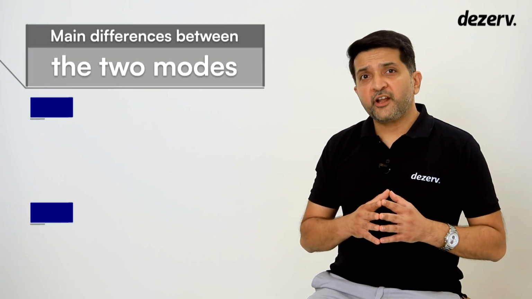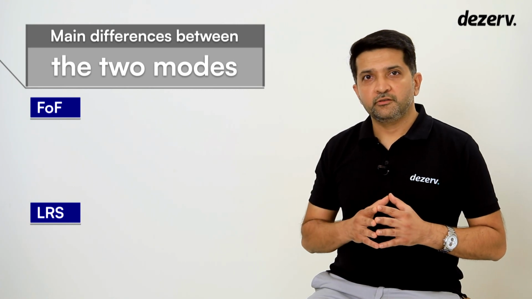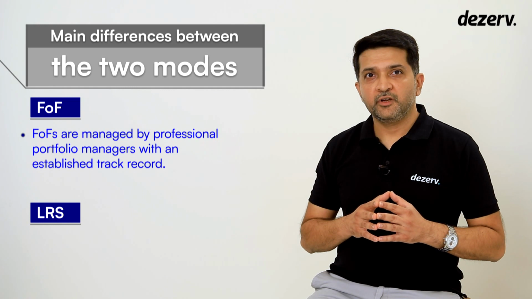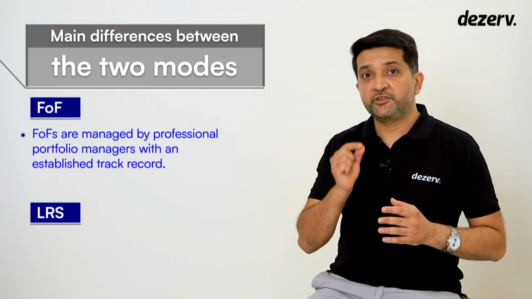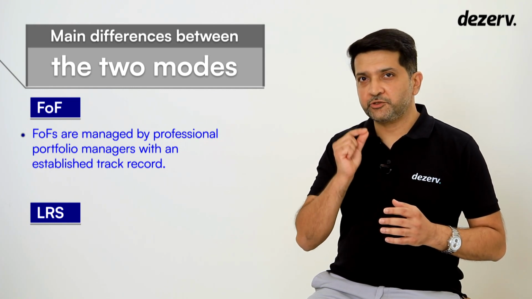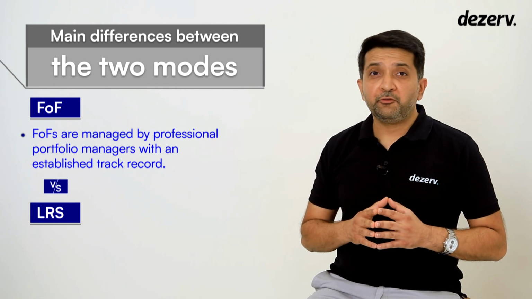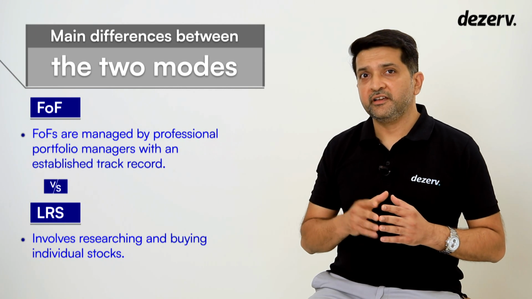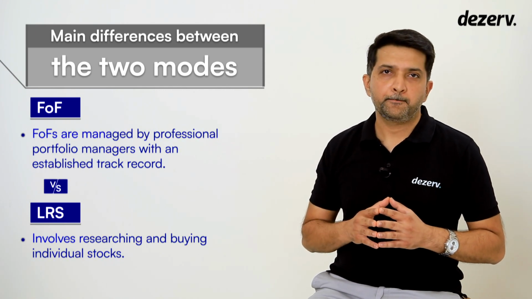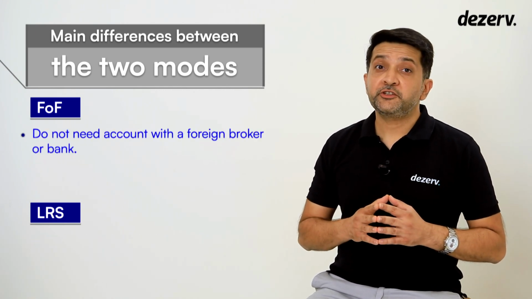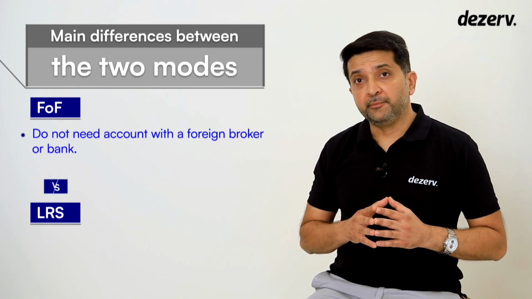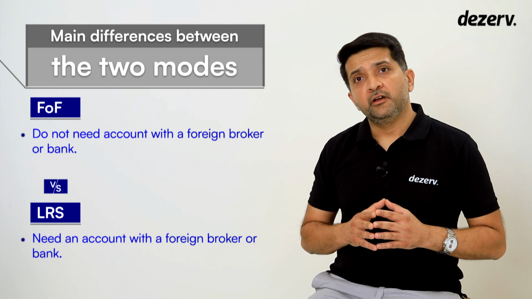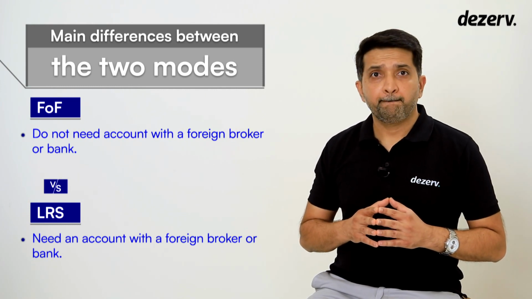So now let's explore what are the main differences between the two modes. First, fund of funds are managed by a professional management team with an established track record which is publicly available for investors to take a look at. However, investing in foreign stocks under the LRS scheme involves researching each individual stock. Second, you don't need to open an account to buy a fund of fund, whereas investing through the LRS requires opening an account with a foreign bank or a broker.